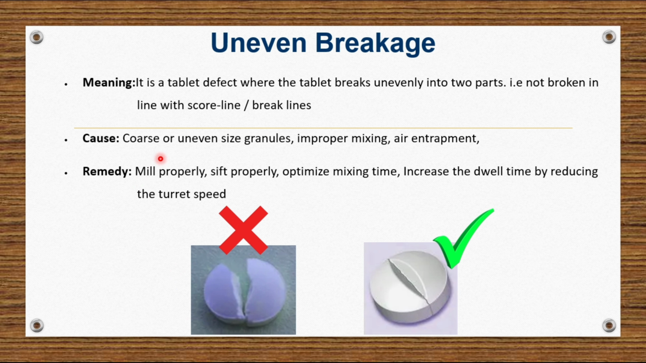What is the cause? Cause is coarse or uneven size granules, improper mixing, air entrapment. What is the remedy? Mill the material properly, sift properly, optimize mixing time, increase the dwell time by reducing the turret speed.